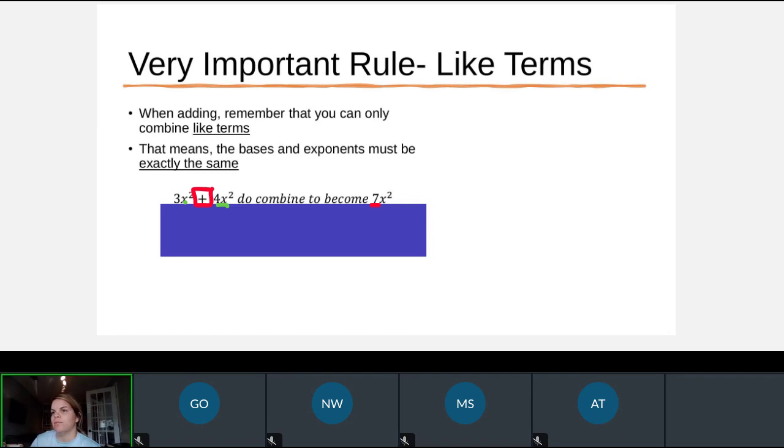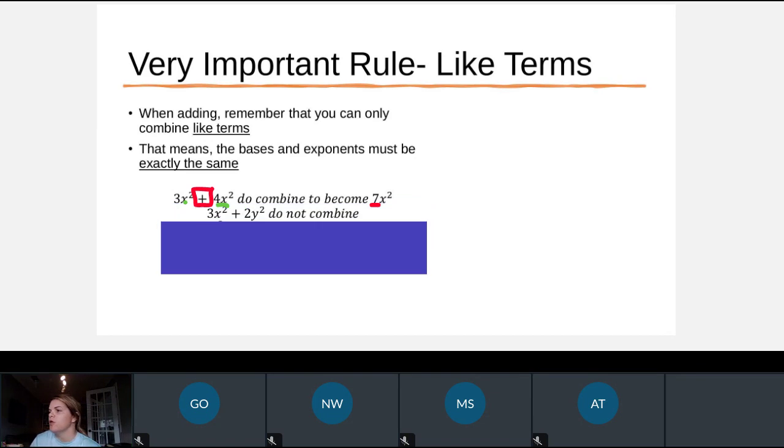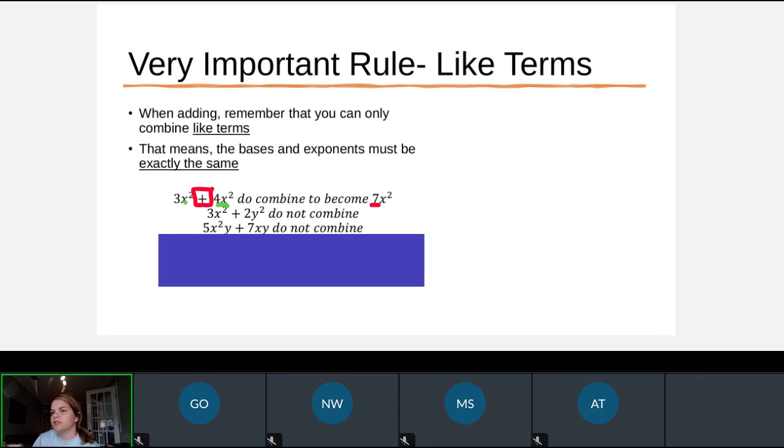Okay, let's talk about 3x squared plus 2y squared. I'm going to give you a hint. These do not combine. Can you tell me in the room chat, why do these two terms not combine? What's not the same? Good, Jalen. There you go. Good, Kiara. The variables are different. Exactly. So the exponents are the same, but they're not the same variable. Very good.